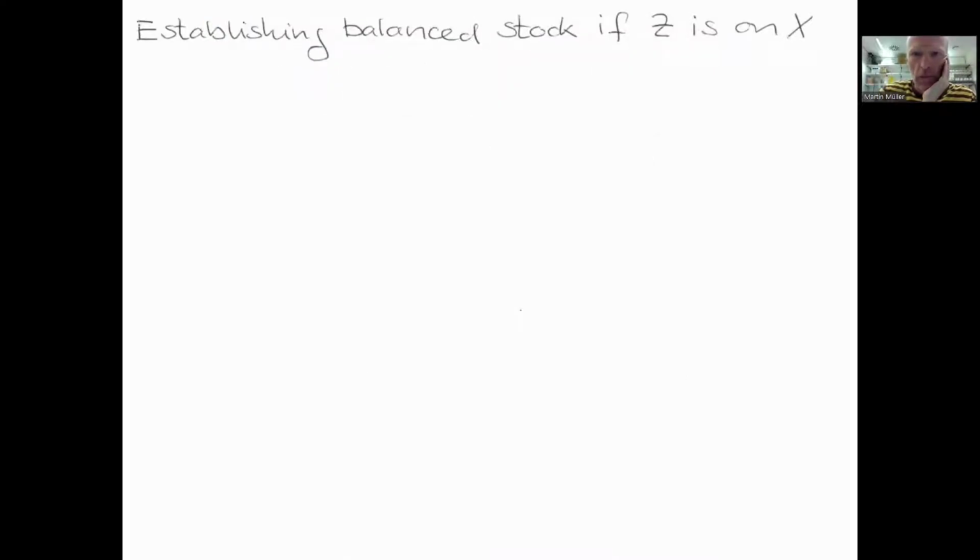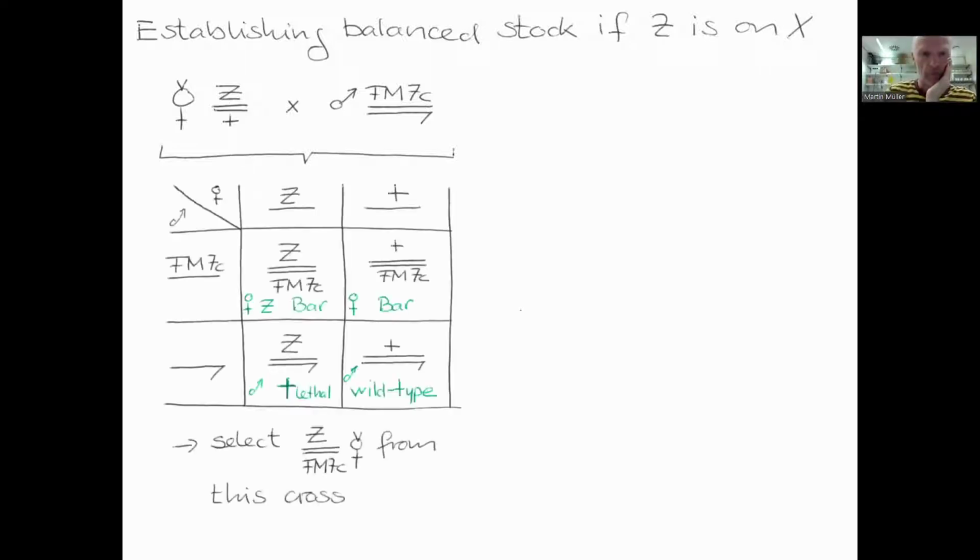So how do we make this balanced stock for Z if Z is on the X? We said that males are not around, they are lethal. So we have to collect virgins from that cross stock, which is not really a stock, rather a collection of heterozygous flies. And we cross them with the balancer because we want to introduce the balancer. And the Punnett square is simple.